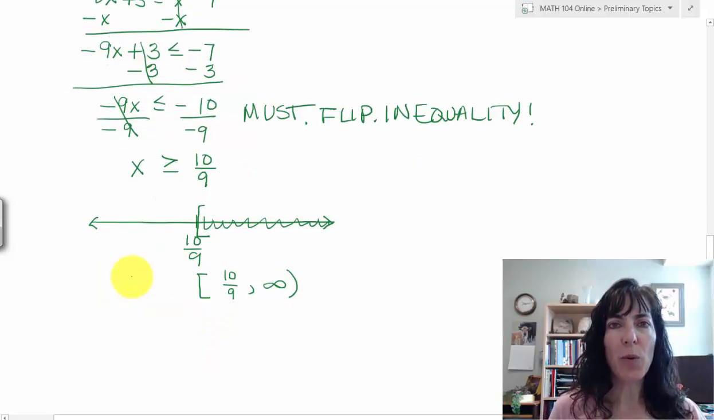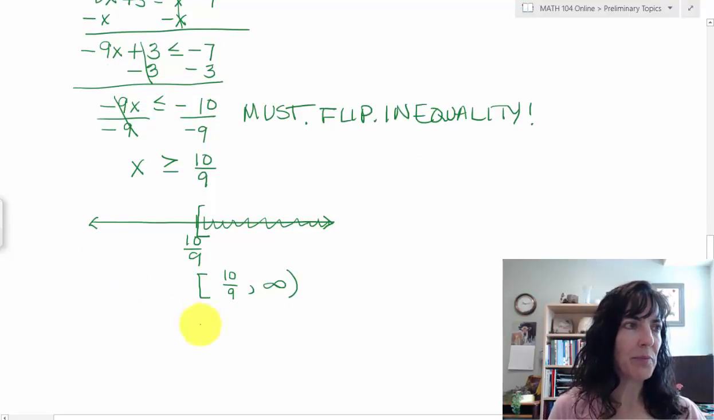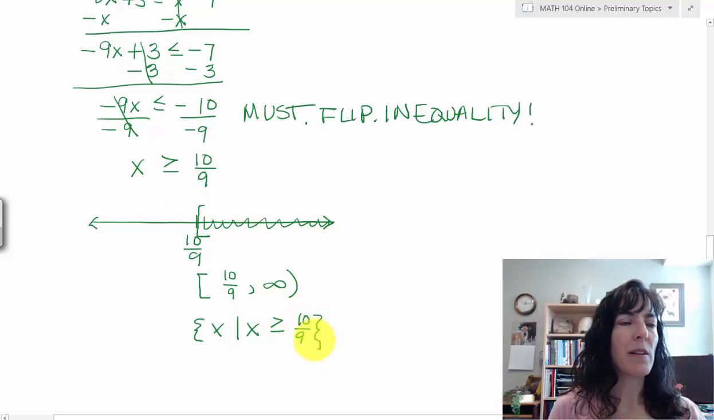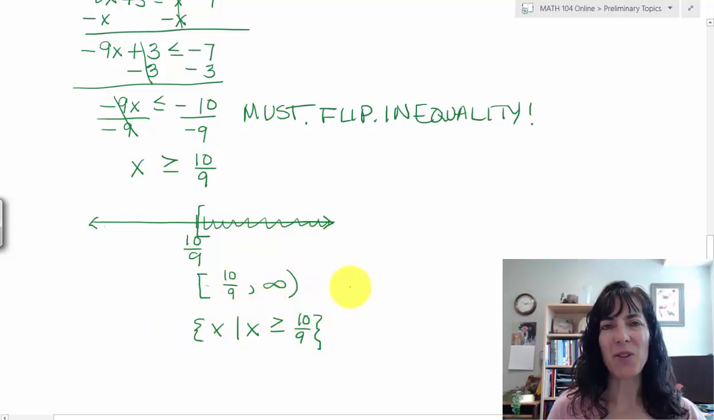One more thing to show, and that's set notation. So we'll start our set, and still our variable x such that, and then I can drop in my interval here, so it's going to be x is greater than or equal to 10/9. And so I have 4 ways of showing my solution again: algebraic notation, graph, interval notation, and set notation.